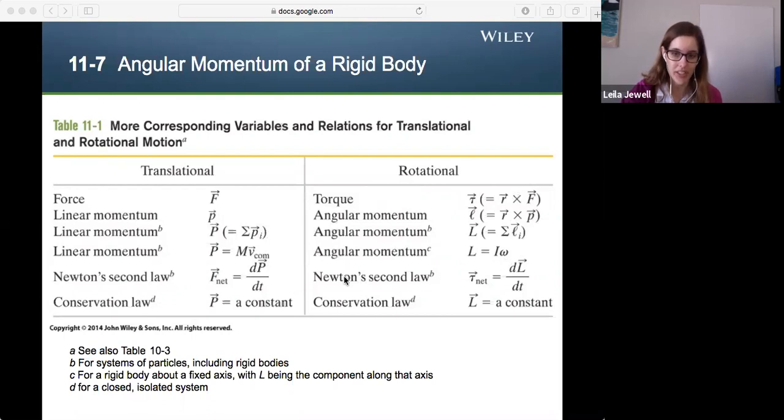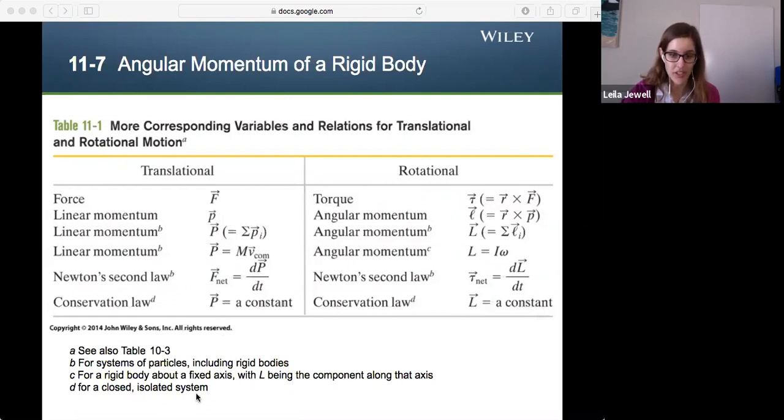And then Newton's second law, the net force or net torque is equal to the change in momentum with respect to time. And this is a bit of a spoiler. Next section, we will see a conservation law with our angular momentum, in which the angular momentum will stay constant given certain conditions.